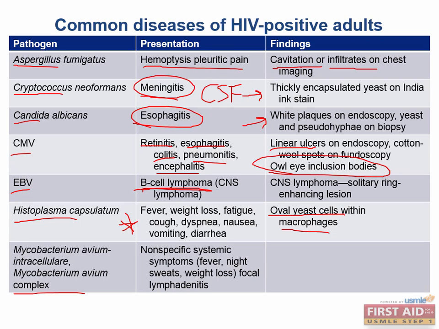Mycobacterium avium intracellulare is a mycobacteria that is very common in patients with AIDS. Do you remember what drugs we can use to prevent this mycobacterial infection? We can use azithromycin and rifabutin. Very good. This mycobacteria causes nonspecific symptoms as well, like fever, night sweats, weight loss, and maybe even a focal lymphadenitis. Those are all the infections. I know it seems like a lot because it is. So please make sure to review this a few more times and try out what I said earlier. Organize these pathogens in unique ways that will help you remember them.